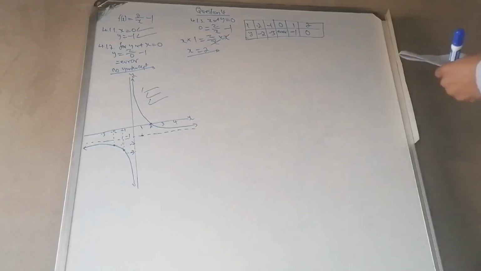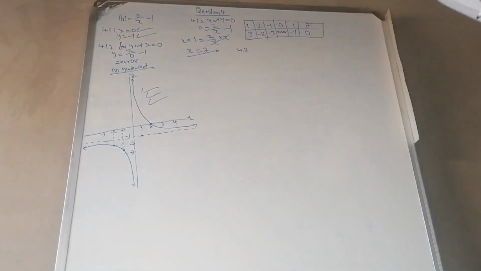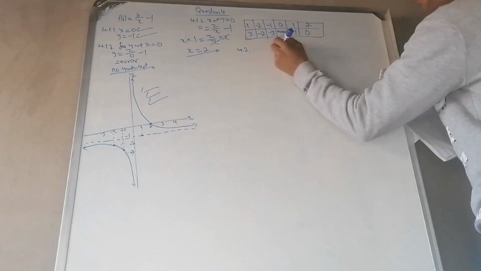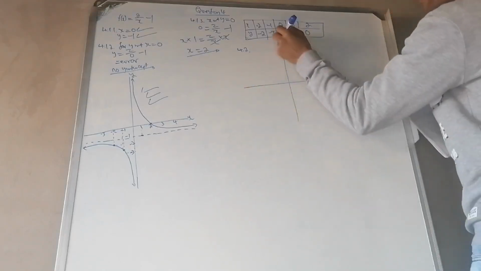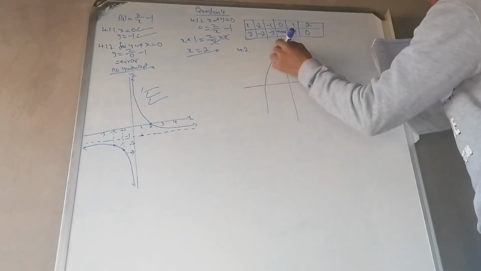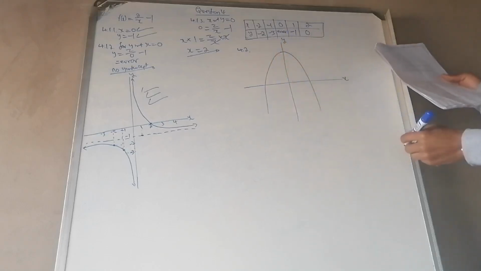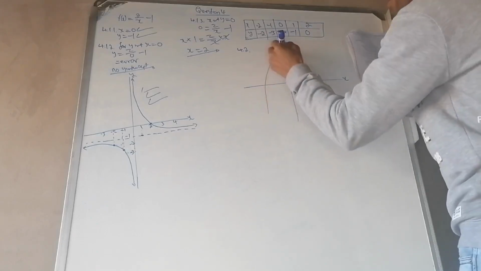Right. Question 4.2. The diagram shows the graph of g of x. We have that diagram. This is your x and this is your y. And this is what we have. Okay, now the intersection.